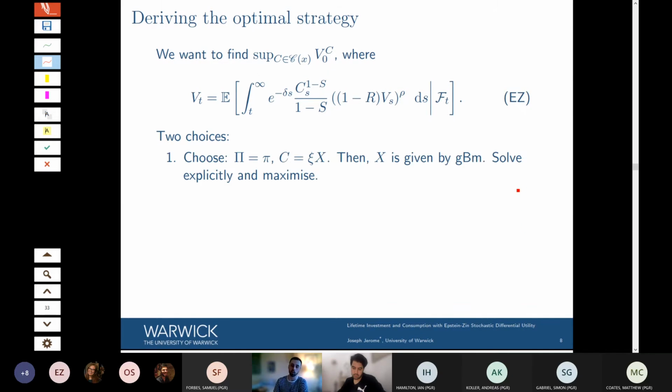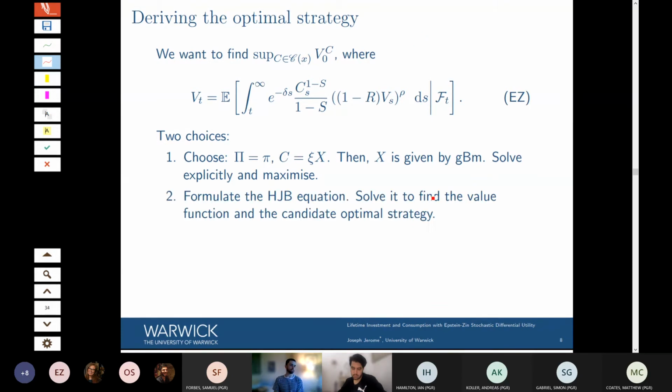We can first assume that we invest some constant proportion of our wealth into the risky asset, so that's given by little pi. We consume some constant proportion of our wealth, and then we find that the wealth is given by geometric Brownian motion. We can plug that all into the equation and just solve it explicitly, and then we just maximize for pi and psi. Another way we can do it is to formulate the Hamilton-Jacobi-Bellman equation. This is pretty standard in the control literature. We just solve that, and find the value function and the candidate optimal strategy. I'm not going to do that, but essentially they give you the same answer, which is promising.